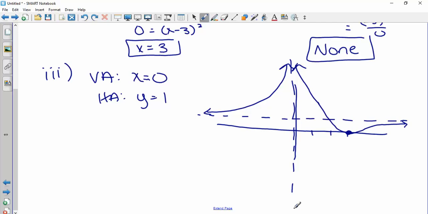Wait, so how is your y-intercept known? You never touch the y-axis. When you plugged in 0, you got -9 divided by 0, which doesn't exist. So that happens when your vertical asymptote is the y-axis. Any other questions there?